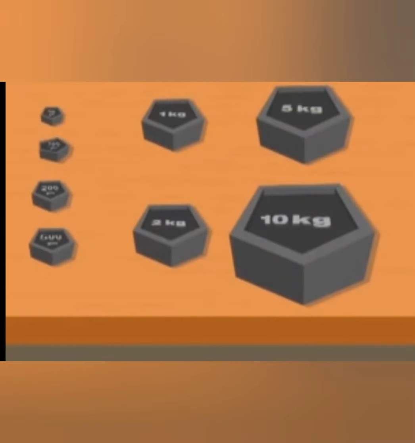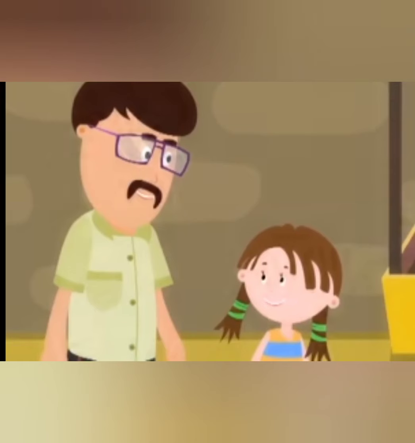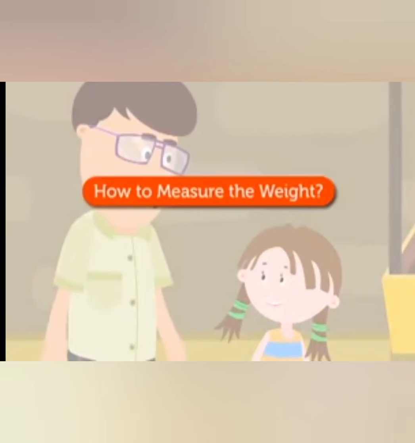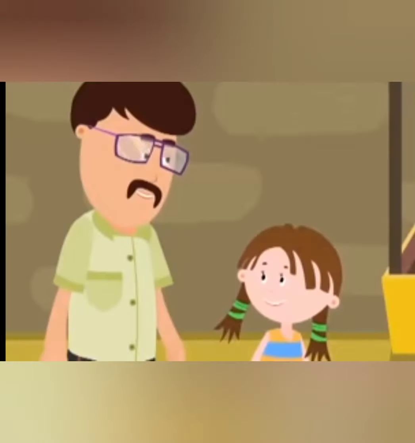Look, these are called standard weights. They are approved by the government. Measure the weight of an object.